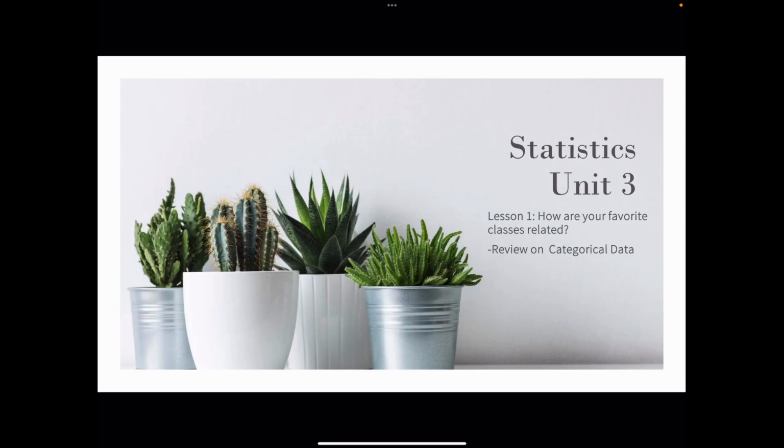Statistics, Unit 3. This is Lesson 1, and it's how are your favorite classes related?